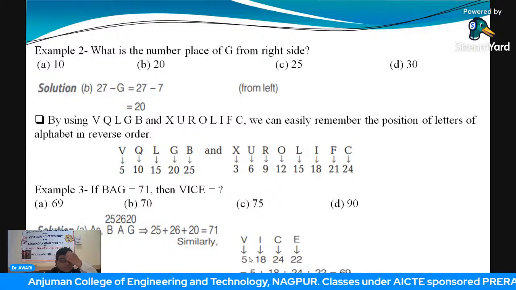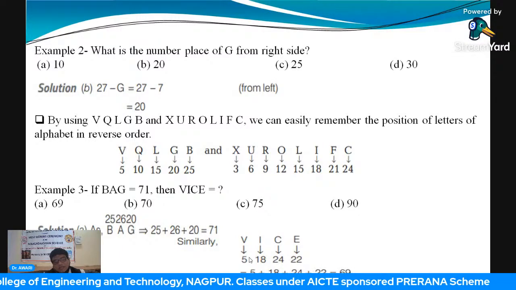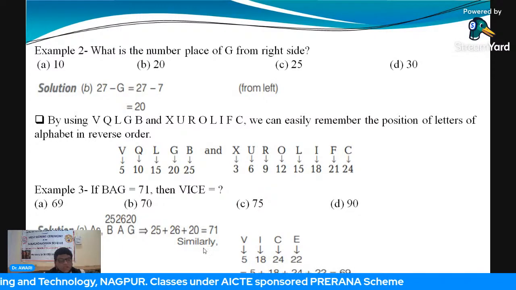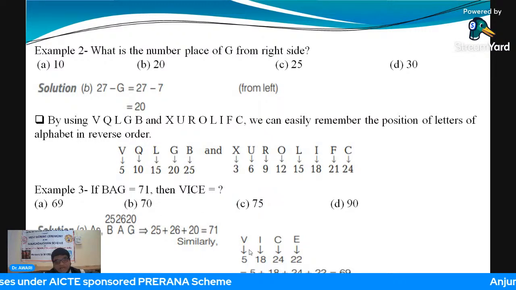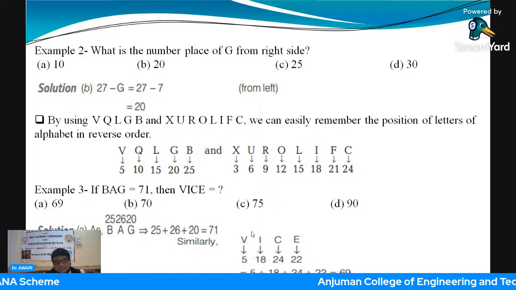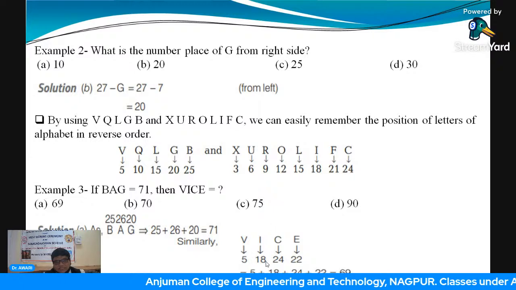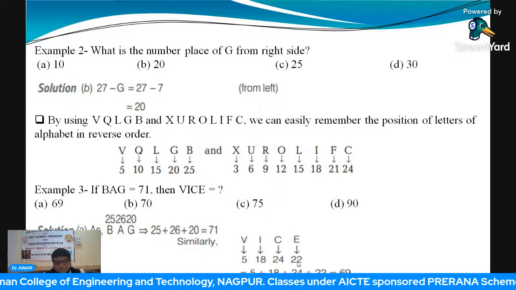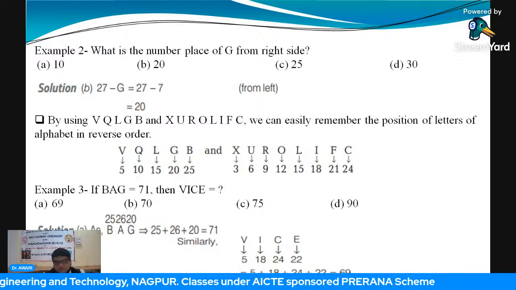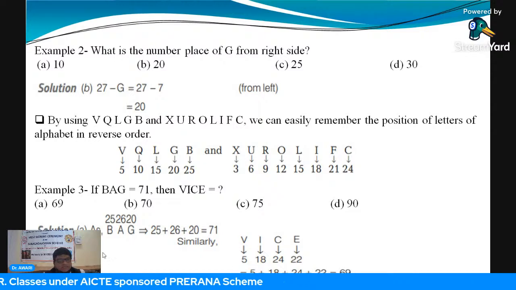So counting A, B, C, D, E, F, G, H, I, J, K, L, M, N, O, P, Q, R, S, T, U, V: V is 5th position, I is 18th position, C is 24th position, and E is 22nd position from the reverse order, from the backward letter position. So taking the sum of this is nothing but 69. So your answer A is the correct answer.